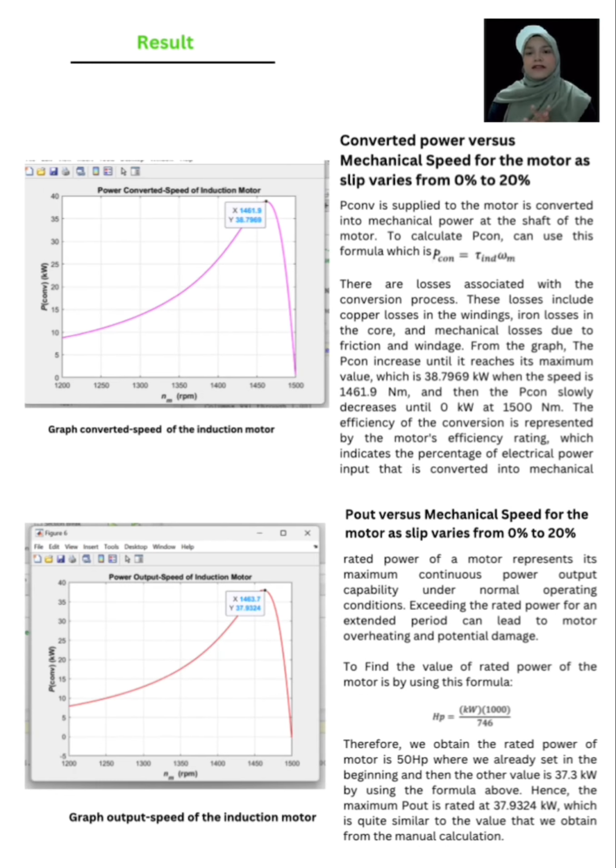Next, I'm going to explain the result for converted power versus mechanical speed for the motor as slip varies from 0% until 20%. From this, we can obtain the value by using this formula, which is Pcon is equal to torque induced times omega m. From the circuit, we obtain the value from the graph. Pcon increased until it reached the maximum value, which is 38.7969 kilowatt when the speed is 104,061.9 Newton per meter. And then the Pcon will slowly decrease until 0 kilowatt at 1,500 Newton per meter.